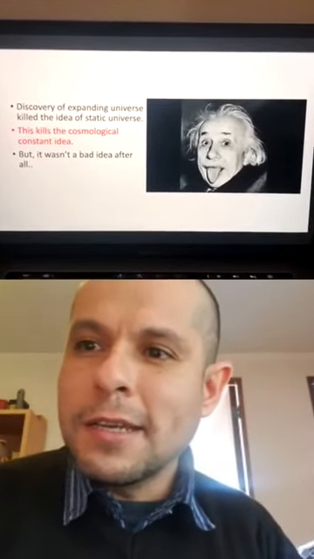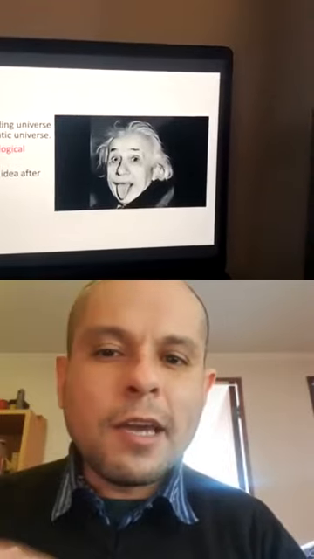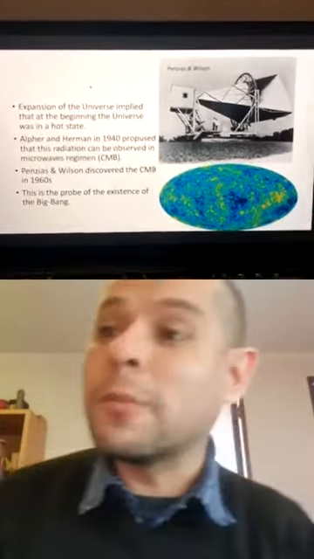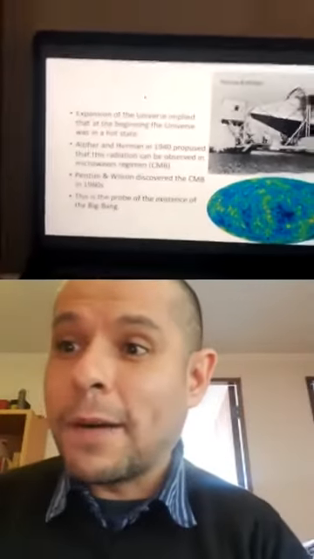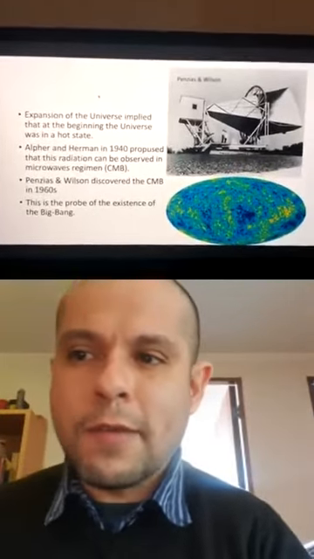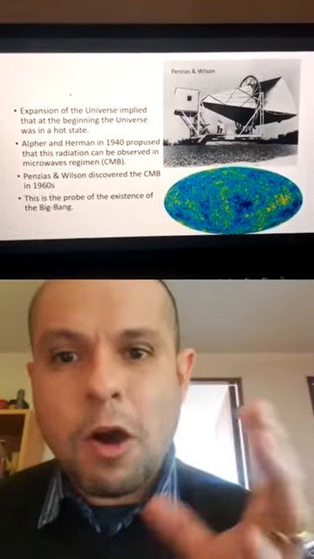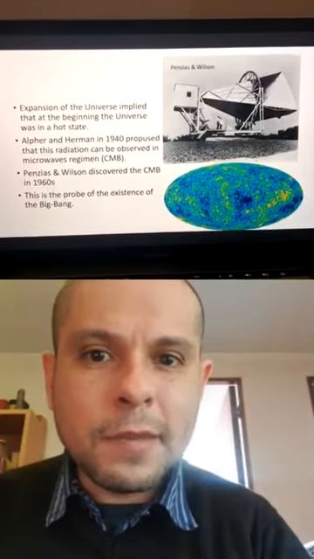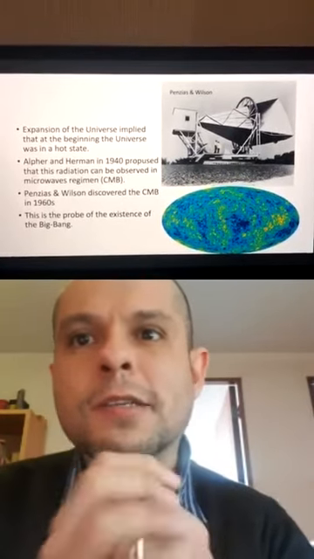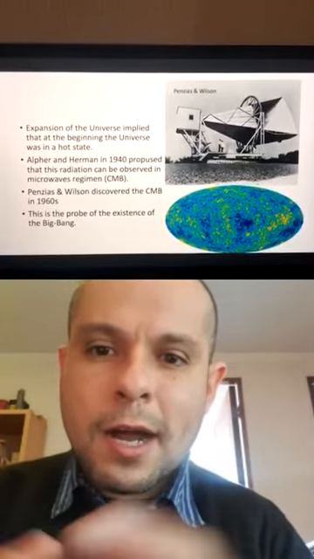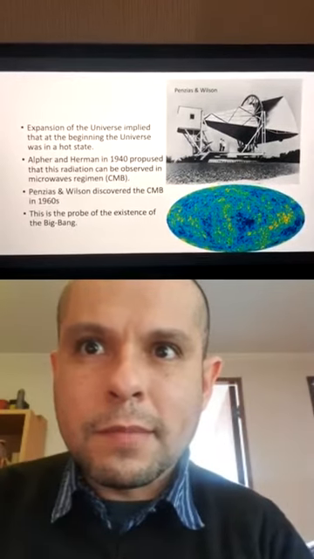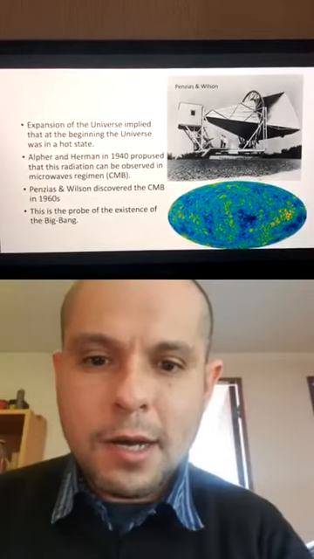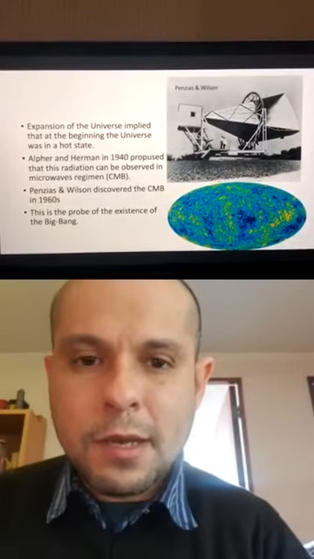Next slide. Well, this kills the idea of the cosmological constant. You say, well, where's the dark energy? Well, the dark energy is inside the cosmological constant. This idea of the expansion of the universe implies that the universe was in a hot state. And it was predicted that if the universe was in a very, very hot state at the beginning, the radiation of that hot state should be observable now in the microwave regime, as microwave waves.